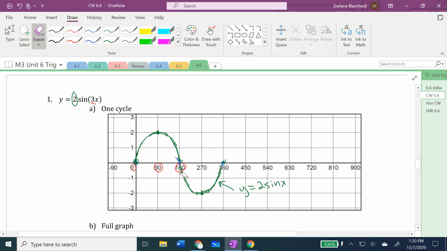Okay, now the x coordinates, we're going to take every x coordinate and divide by 3. Let's start with 90. 90 divided by 3 is what number? 30? And notice I'm keeping the y values where they are.